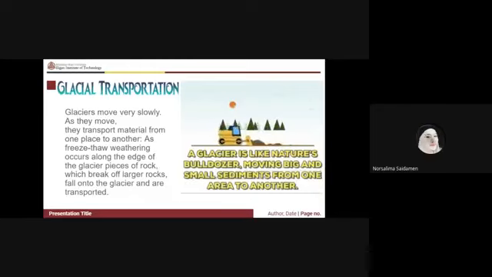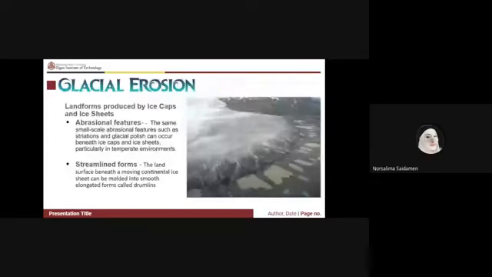We have the glacial transportation. So glaciers move very slowly. As they move, they transport material from one place to another. As freeze-thaw weathering occurs along the edge of the glacier, pieces of rock which break off larger rocks fall onto the glaciers and are transported.